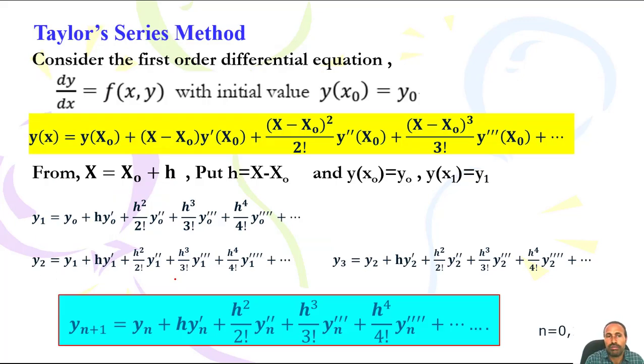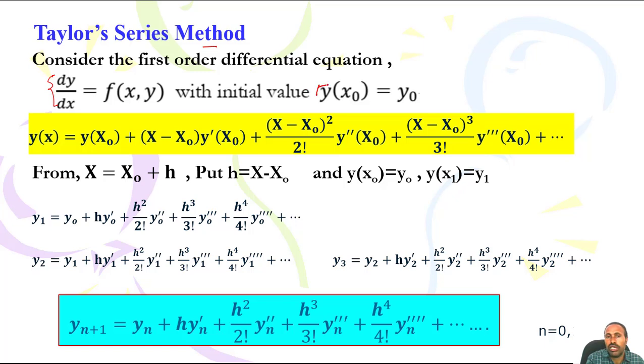The first one is Taylor method. In Taylor method, I think you have something from the previous Taylor series expansion. We start from this condition: dy by dx is equal to f of x, y, which is the derivative of y with respect to x, with the initial condition y of x naught is equal to y naught. This is the initial condition for the starting point.